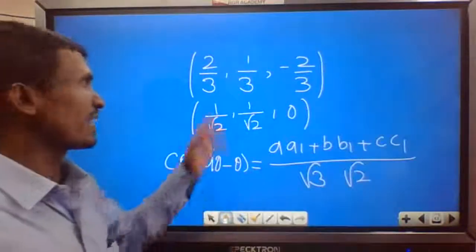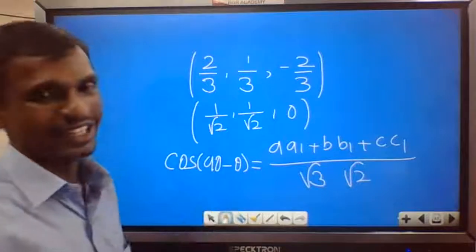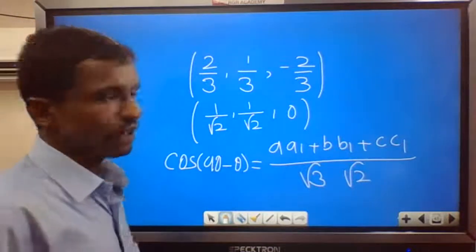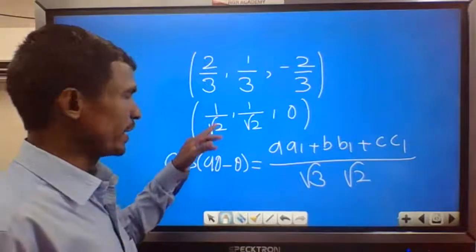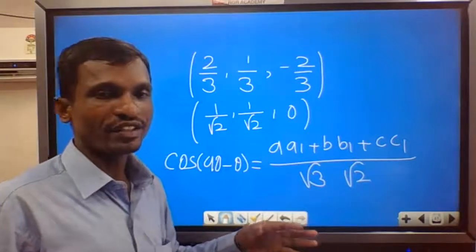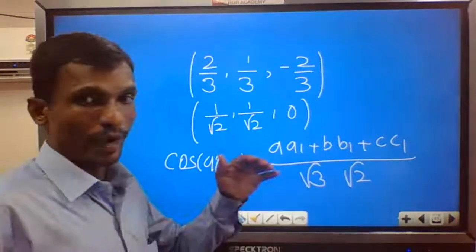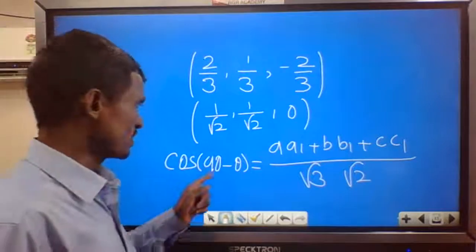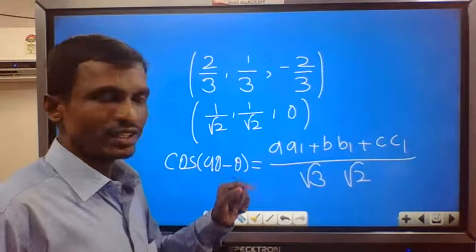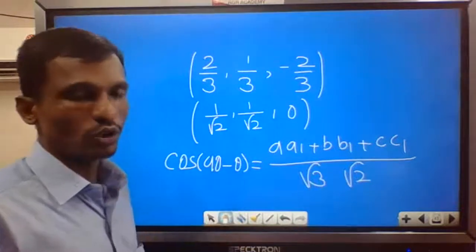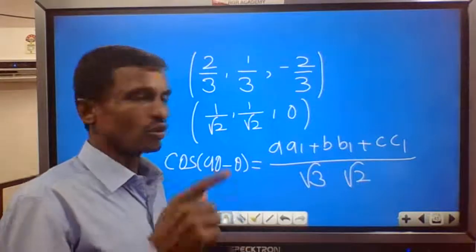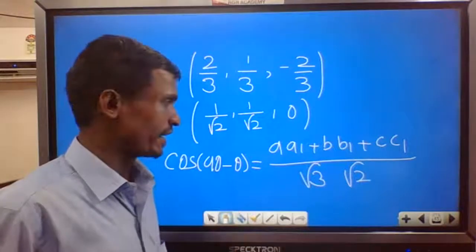And then write the direction cosines: 2 divided by 3, 1 divided by 3, minus 2 divided by 3 in terms of the plane. And also for the line, 1 by root 2, 1 by root 2, 0. We now understand here the standard form of the angle between one plane and a line. Cos of 90 minus theta is equivalent to what? A A1 plus B B1 plus C C1 divided by root of A square plus B square plus C square and root of A1 square plus B1 square plus C1 square.